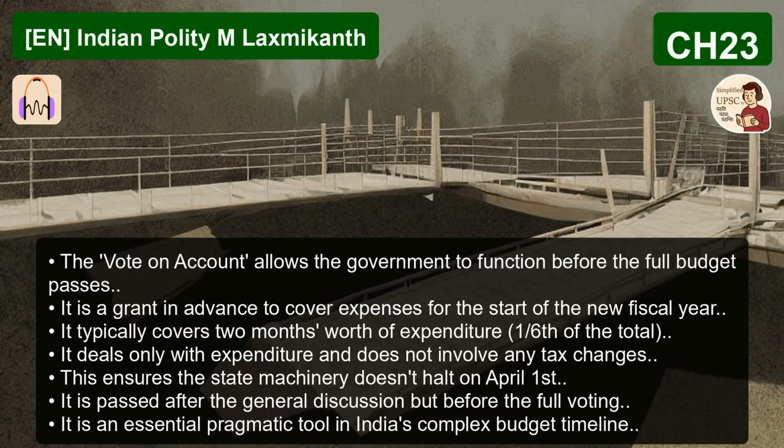And there was a big timeline shift recently. Yes. Since 2017, the presentation was advanced to February 1st. The strategic reason was to get the entire process, including the appropriation bill, passed before the new financial year begins on April 1st. Can you walk us through the 6 crucial stages of the budget?